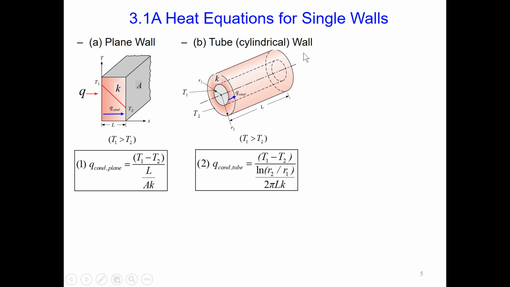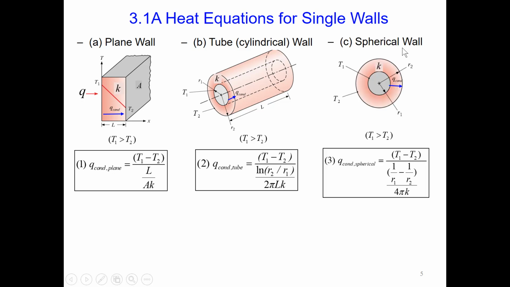For a tube wall, equation 2 represents the heat flow rate of conduction going through the thickness of the tube wall. The heat rate is determined by the temperature difference between T1 at radius R1 and T2 at radius R2, divided by the natural log of the radius ratio over 2 pi L, the tube length, and K, the thermal conductivity of the tube wall.